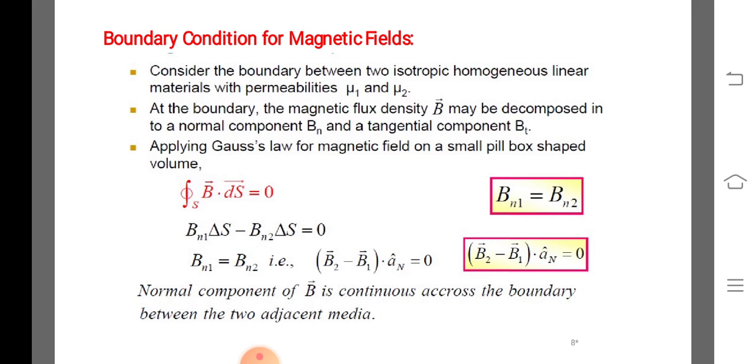Now consider magnetic lines away from the normal across the boundary. The magnetic field intensity H1 is incident in medium 1 at an angle of theta 1 and H2 is refracted in medium 2 with an angle of theta 2. Similarly, B1 is incident in medium 1 and B2 is the refracted magnetic flux density in medium 2. Normally, the magnetic field has a tangential component, and from that boundary condition we get the tangential formula also: tan theta 1 by tan theta 2 equals mu1 by mu2.